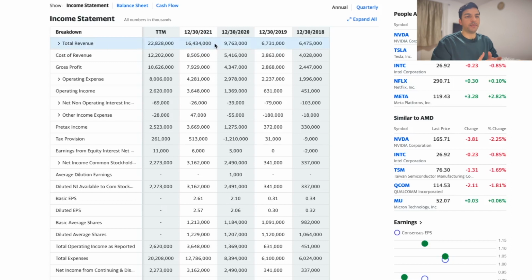Total revenue is the amount of dollars a company has generated by selling its product. In this case, AMD has produced $16 billion by selling its product. The second term is the cost of revenue, which is the amount a company has spent in order to generate this amount. So the company has spent 8.5 billion in order to generate 16.4 billion, and gross profit is just total revenue minus cost of revenue. Gross profit ends up at $7.9 billion.